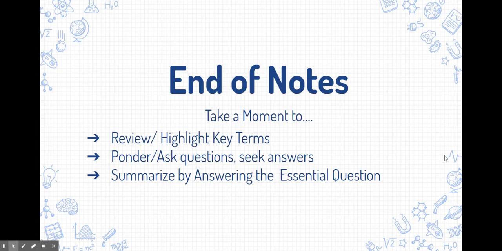All right, that leads us to the end of our notes. I would take some time right now to review these notes, maybe highlight key terms using a colored pen or a highlighter. Ponder and ask questions. Are you still confused about things? Maybe seek some answers with some external resources. Finally, summarize and answer that essential question. Use your notes to help you do that.